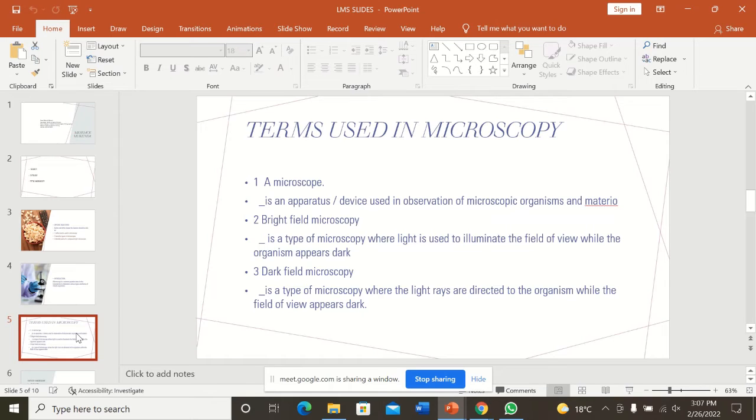Callistus Obuya, can you try what is bright field microscopy? Yes, Obuya? Yes, it is like Obuya, I'm not getting you.